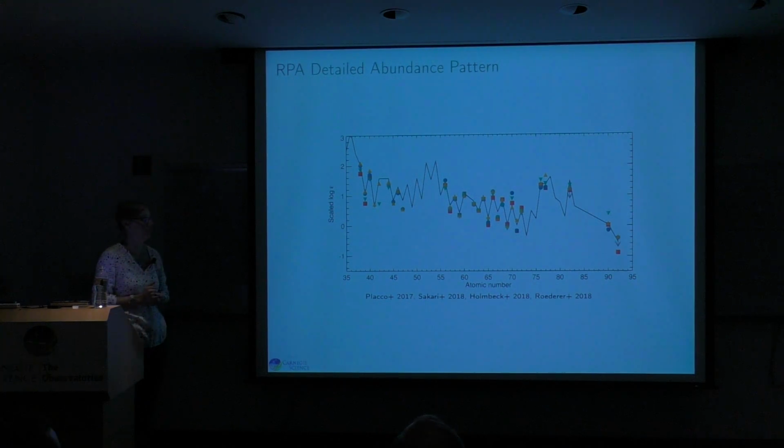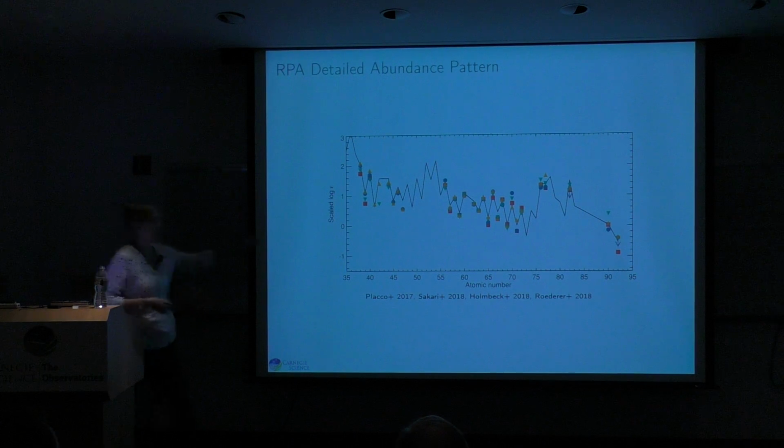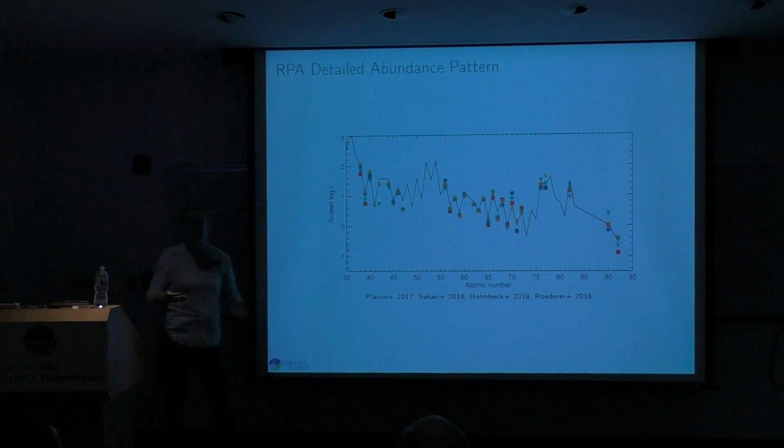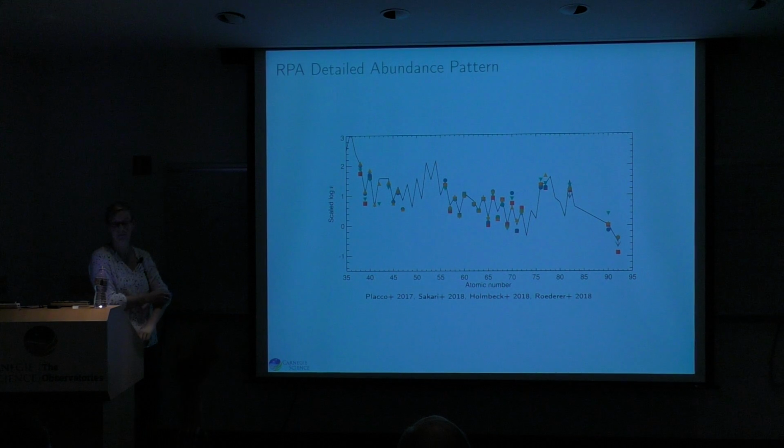So it would be really good to get a large group of stars, both R process enhanced and non-R process enhanced. Just normal metal-poor stars, and get some of all of these elements and see what we can figure out about what's going on in this end.